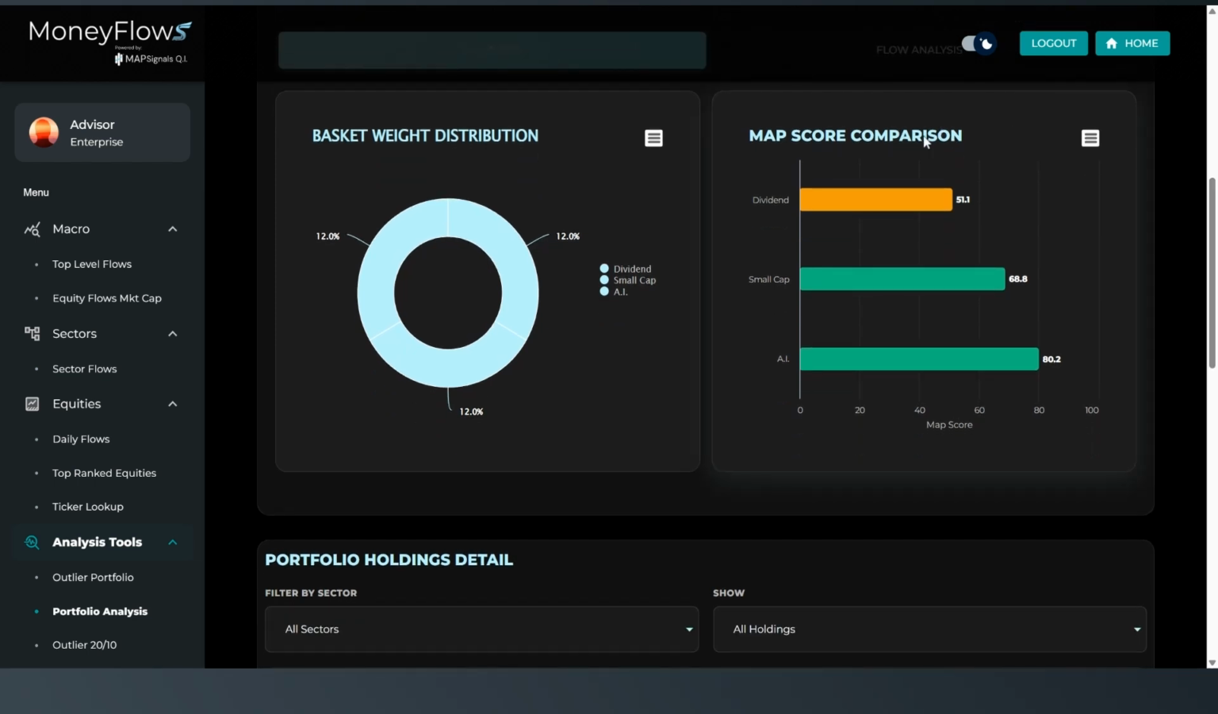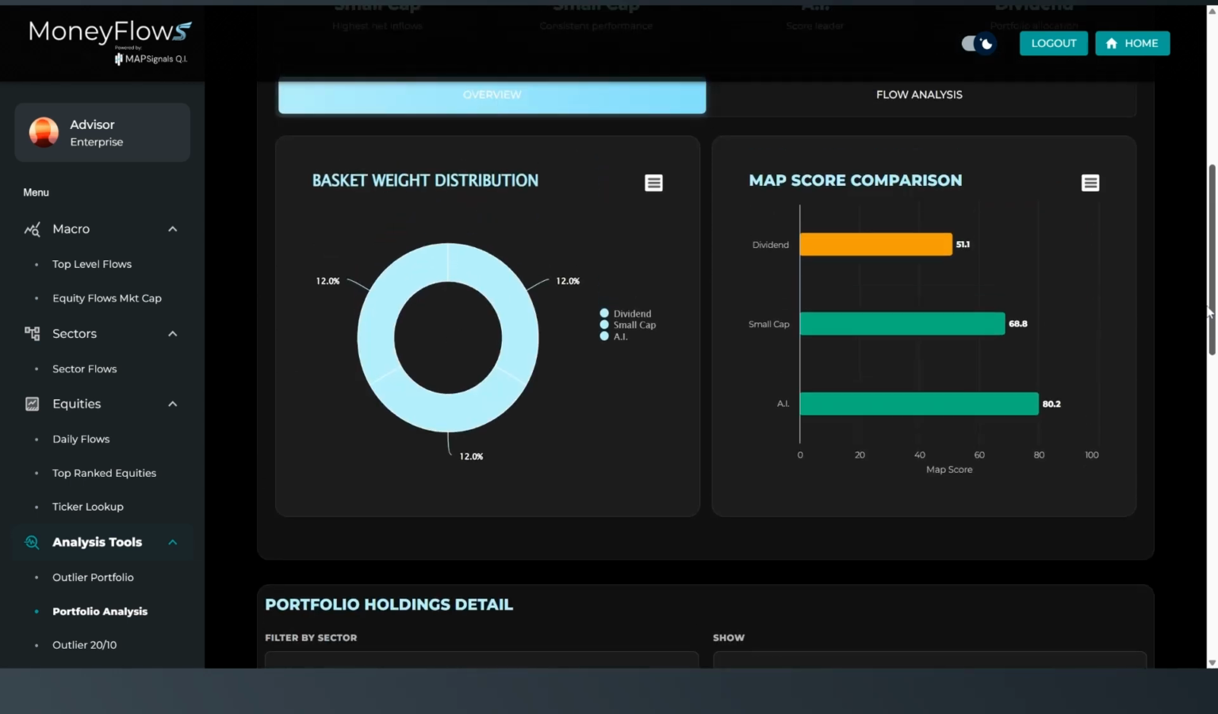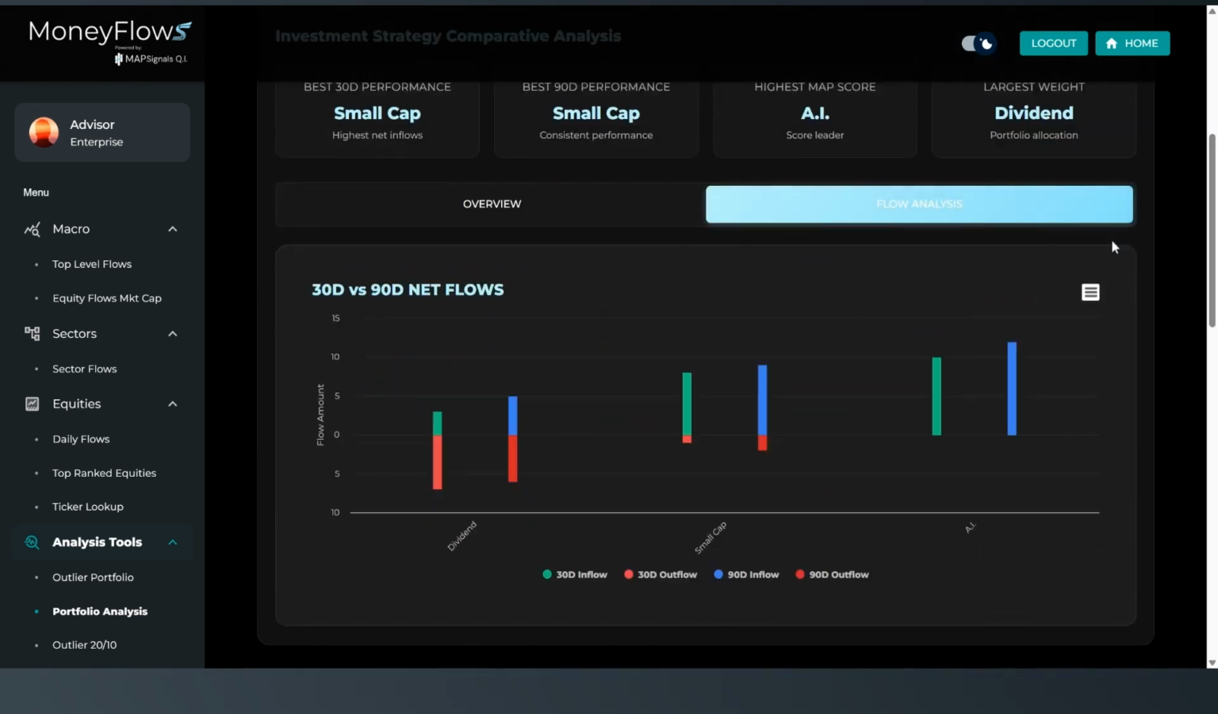Now, if we look at MAP score comparison, AI is the winner, 80.2, rock solid stocks. If we look at the basket weights here, we can say that they are all equally distributed. And then if we come down and look at the flow analysis, we can see that AI has had 10 inflows over the past 30 days and 12 over the past 90. We look at dividend stocks, they've had quite a bit of outflows as that has not performed well over the past.